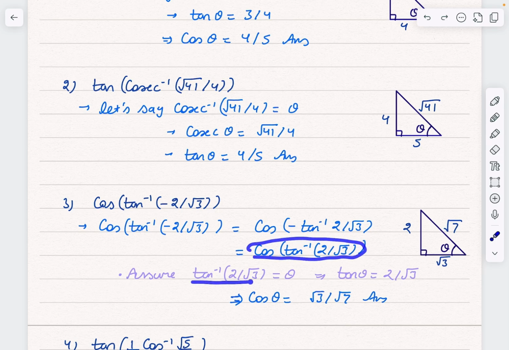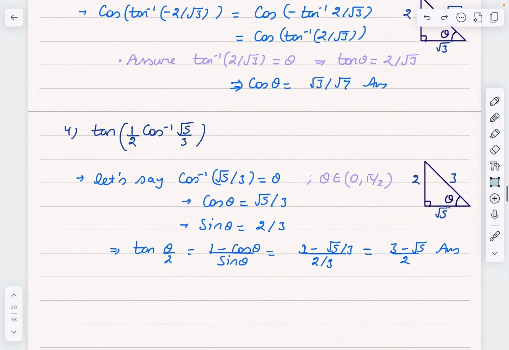Then you can just do the same thing. You take this as theta. Tan theta is 2 over square root 3. Using the triangle, cos theta will be square root 3 by square root 7. This is easy only then. Okay, the last one. This is a bit tricky.